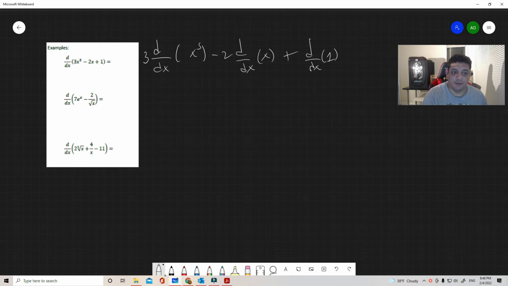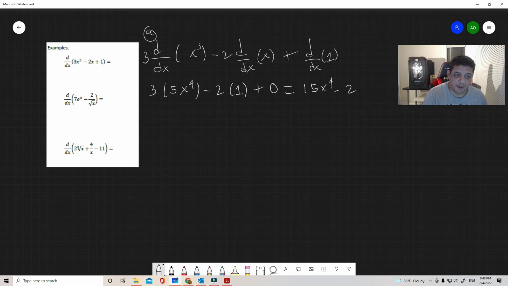We could actually pull this 3 out and put it in front. And so now this will be 3, and the derivative of this will be 5x to the 4, since I put down the 5 and subtract 1 from the 5. And here the derivative of x is 1, and the derivative of a constant is 0. So the first one is going to yield 15x to the 4 minus 2.